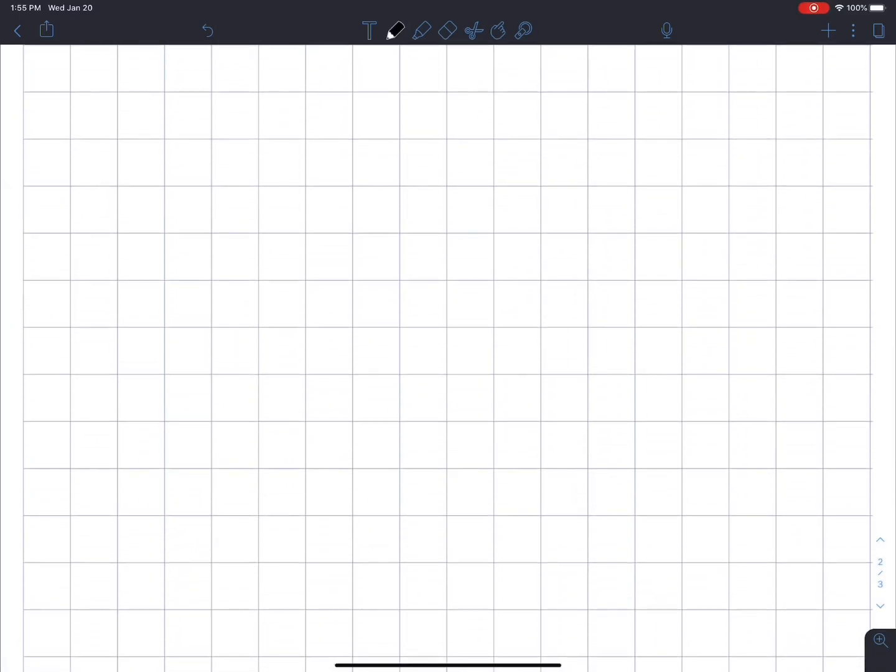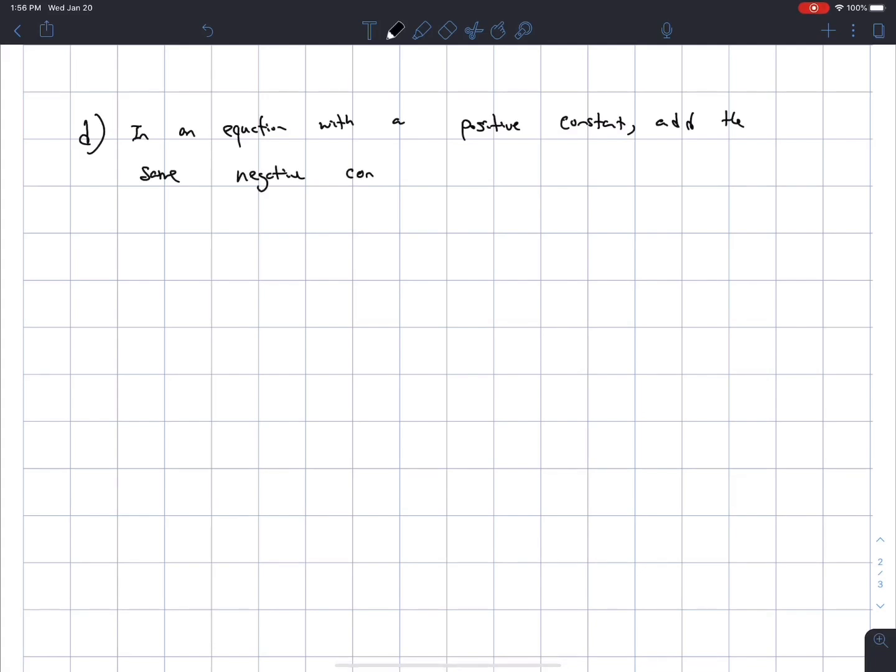So D, in an equation with a positive constant, we want to add the same negative constant to each side to isolate the variable.